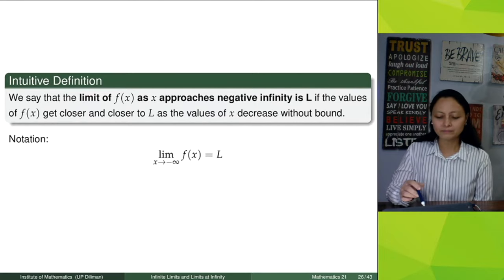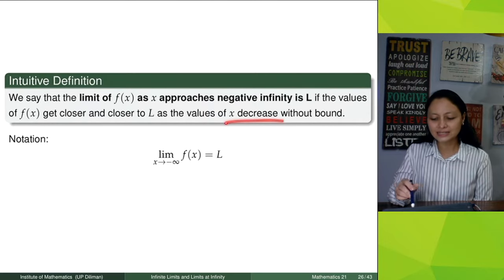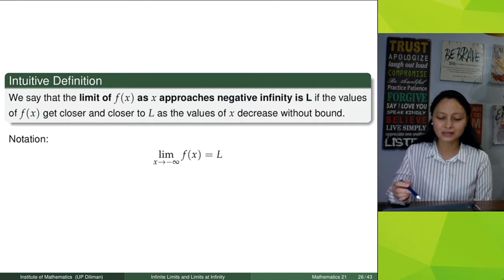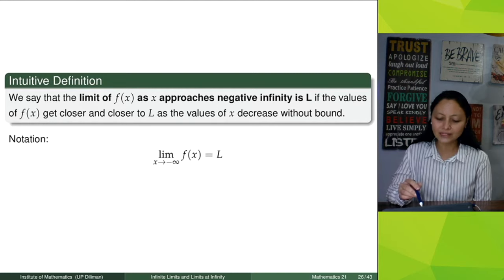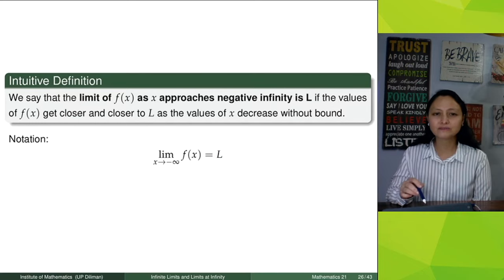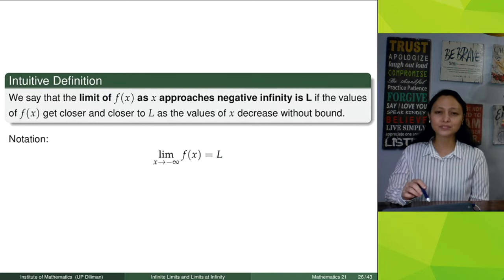Similarly, kung ina-approach naman natin or dinecrease natin without bound yung x, we say that we get the limit of f of x as x approaches negative infinity. Okay, so if you get a value, kung may nilalapitan na value yung f of x, we say that the limit of f of x as x approaches negative infinity is L.